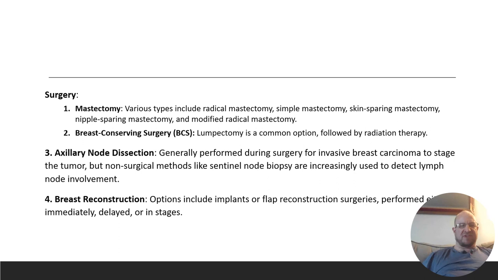Surgeries include mastectomy and breast-conserving surgery, so lumpectomy is a common option, and this is usually followed by radiation therapy. Axillary node dissection is usually for invasive breast carcinoma to stage the tumor. But non-surgical methods like sentinel node biopsy are increasingly used to detect lymph node involvement. And breast reconstruction surgery.